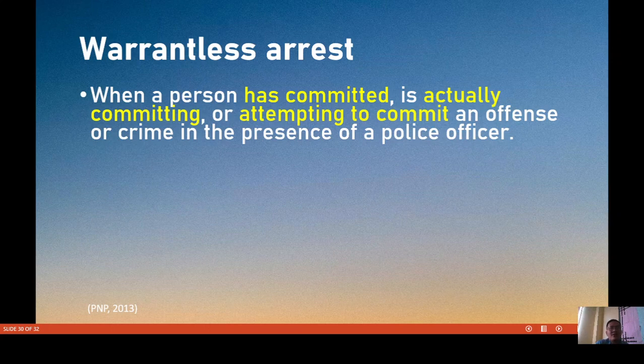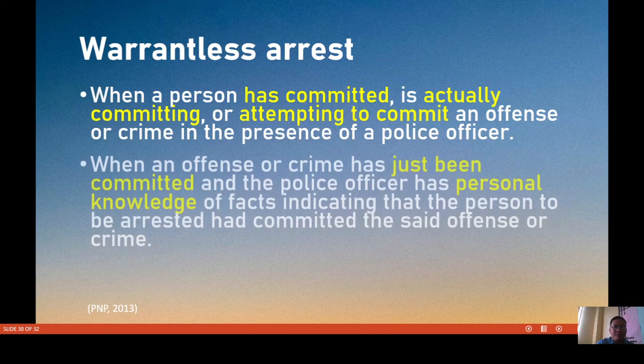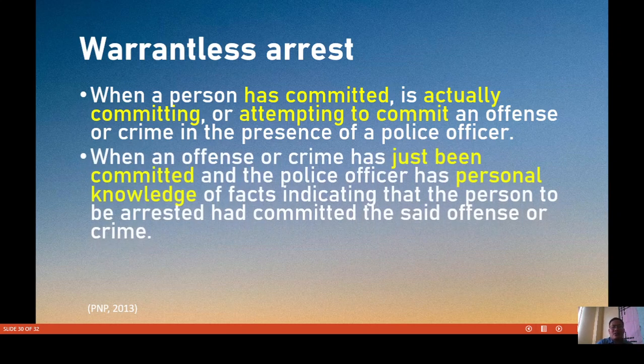So if you are a police officer or even a civilian, and you have seen a person who has just committed or is actually committing, so while committing the crime or attempting to commit, attempting to pickpocket, attempting to strike another person, you can stop that person, arrest that person and bring him to the nearest police station. So that's what we call caught in flagrante, or arrest in flagrante delicto.